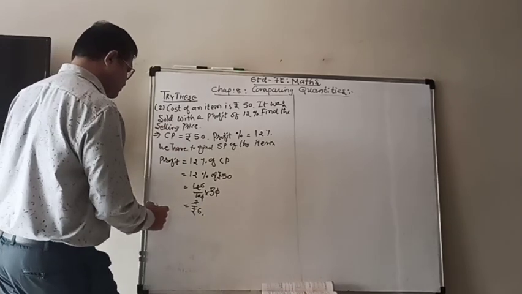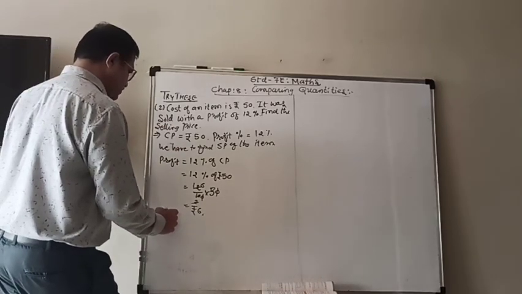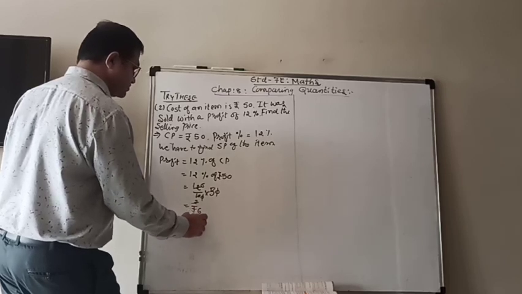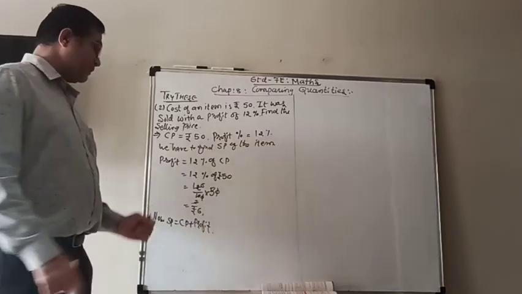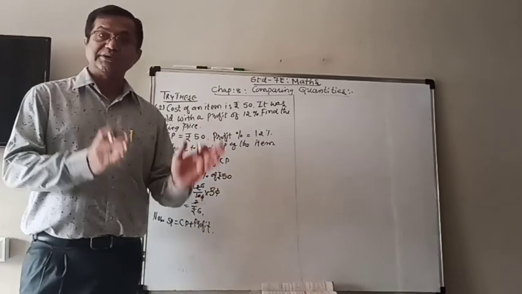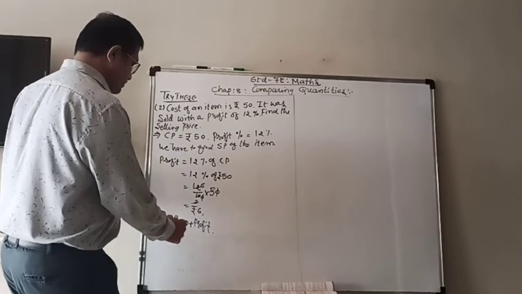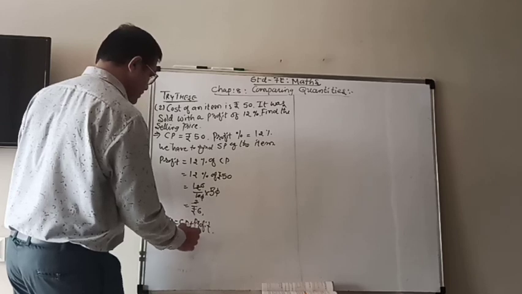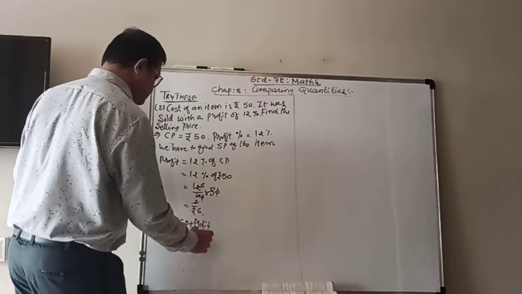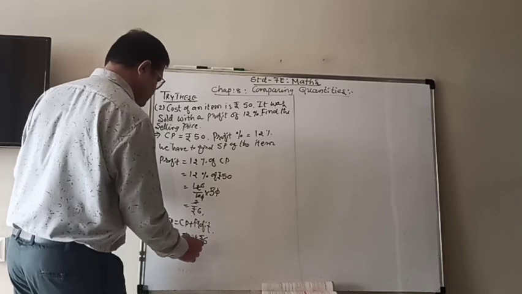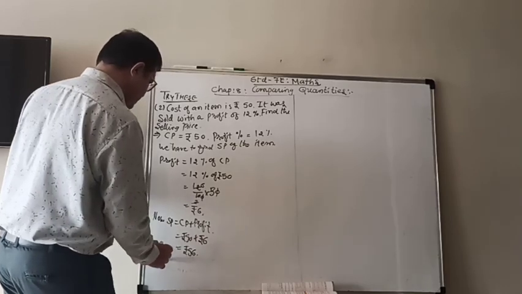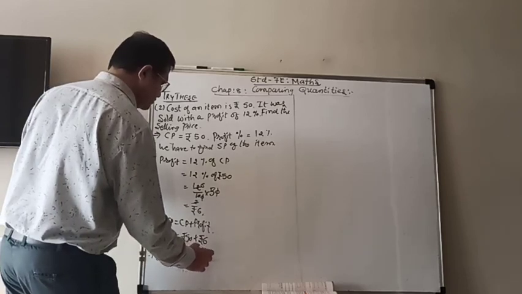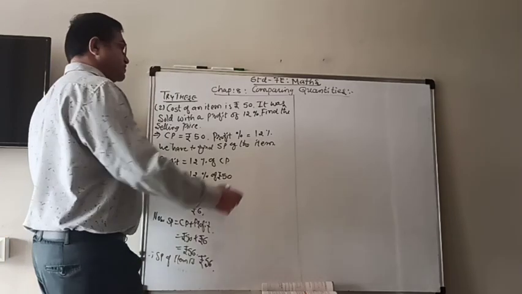So now we have to find the SP. So now SP is equal to CP plus profit. If it is loss, it is minus, but when there is a profit, then SP is equal to CP plus profit. And therefore, what was the CP? Rupees 50 plus profit is rupees 6. So the selling price is rupees 56. Therefore SP of item is rupees 56.